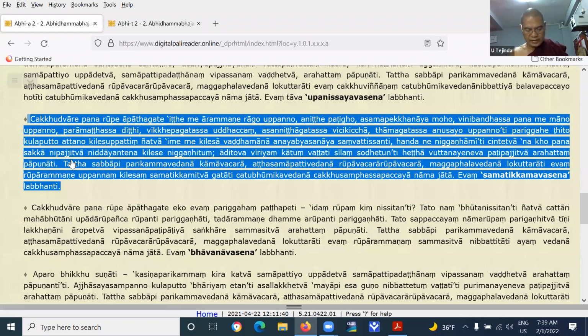So this vedana arises due to eye-contact. So by means of the mountain, we see something. So kilesa arises. He operates on the kilesa.